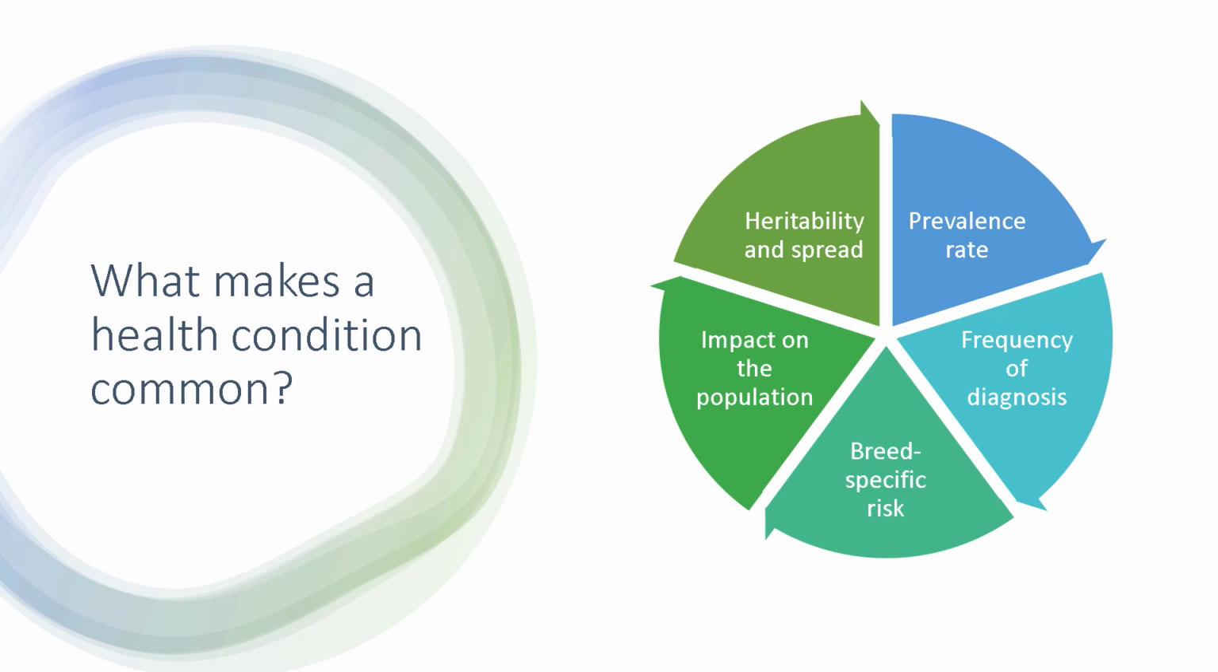The impact on the population. If a condition significantly affects quality of life for many dogs, it may be considered common, even if the percentage of affected dogs is lower. For example, elbow dysplasia affects around 0.6% of UK dogs, which may seem low, but because it has a serious impact on mobility, it is still considered a common orthopaedic issue in large breeds. And heritability and spread. If a condition is inherited and continues to appear across generations, it remains a persistent issue in the population. If it spreads, for example, contagious diseases like kennel cough, it may also be classed as common.